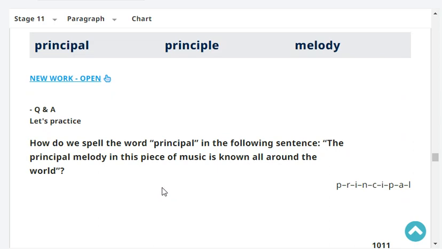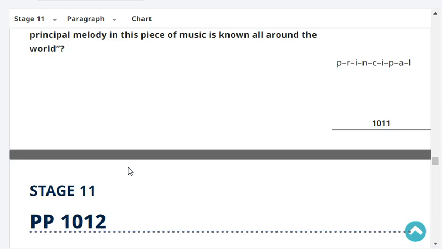Okay, next. How do we spell the word principle in the following sentence? The principal melody in this piece of music is known all around the world. P-R-I-N-C-I-P-A-L. Very good. Principal.